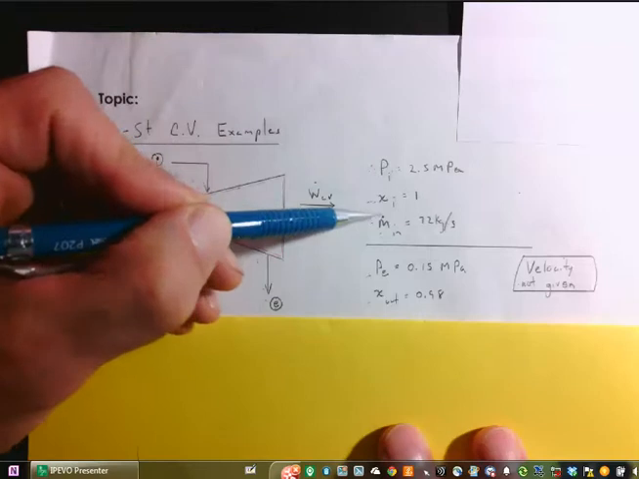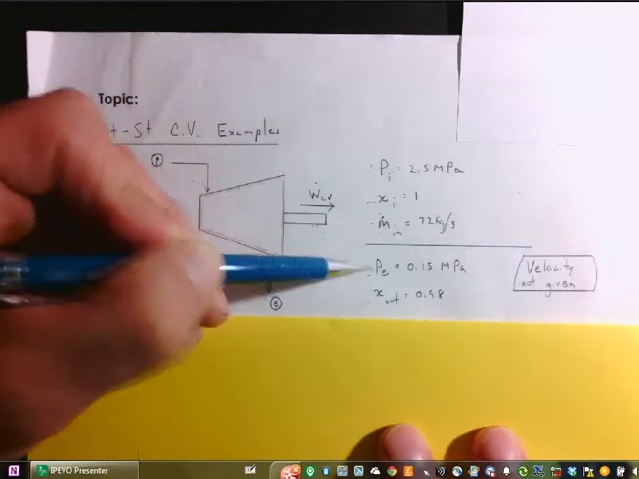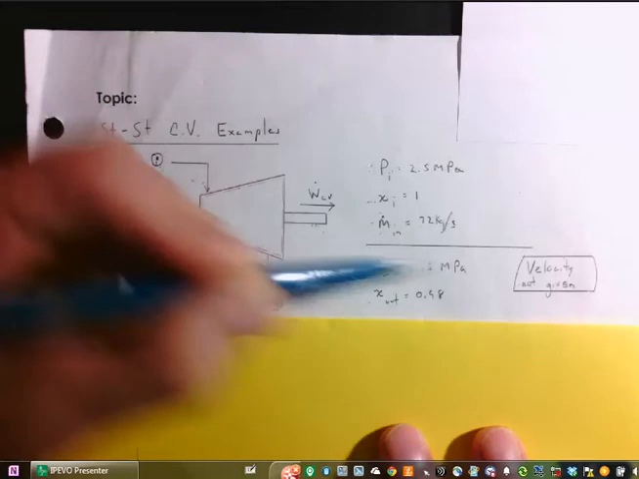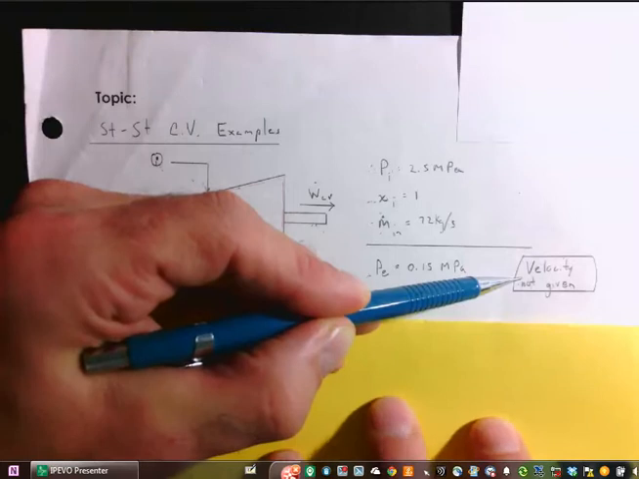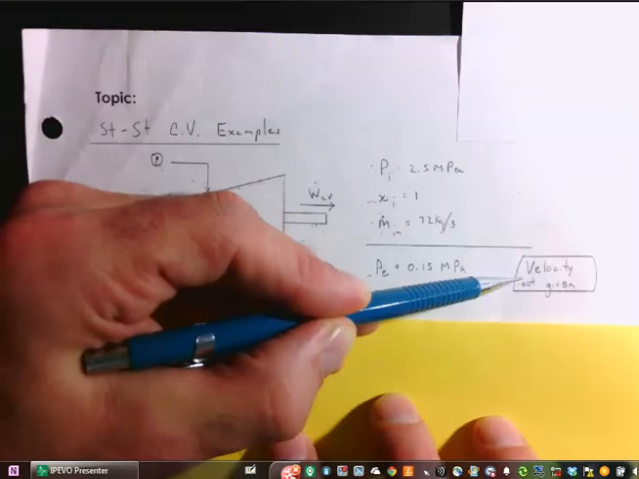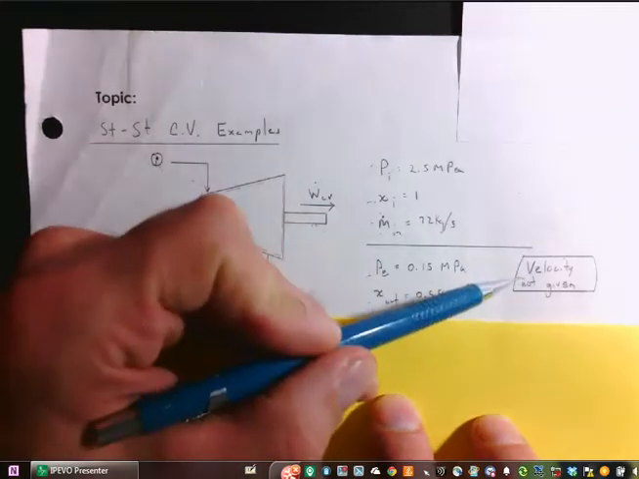quality, mass flow rate, exit pressure, exit quality. Velocity is not given. That's a clue that velocity will not be included in the final calculation, most likely. In real-world applications, we should not ignore it.